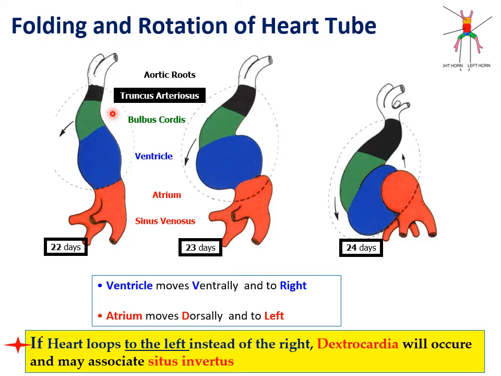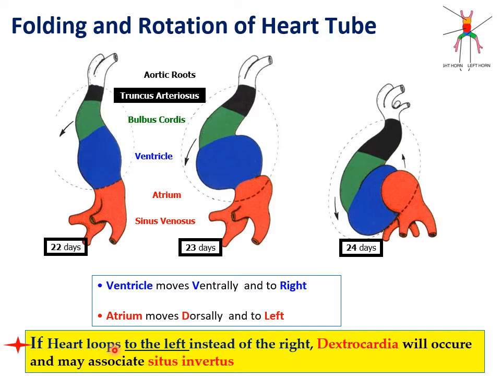The ventricles will start to rotate something like anti-clockwise, and this is the rotation of the ventricles. The ventricles will move ventrally and to the right. The atrium will be moving dorsally and to the left, and this will give our normal position of the heart in the left hemithorax. The normal rotation is like this: ventricles moving ventrally and to the right, and the atria moving dorsally and to the left.